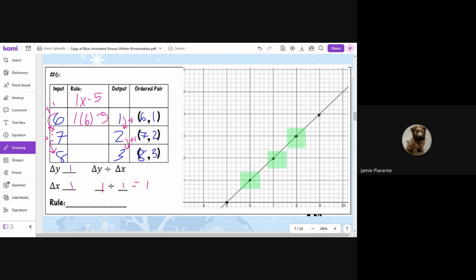1 times 7 is 7. Subtract 5 is 2. 1 times 8 is 8. Subtract 5 is 3. So our rule I get is y equals 1x minus 5 or y equals x minus 5. Again, I like this one better. I don't love the 1 in front. However, it's not incorrect.